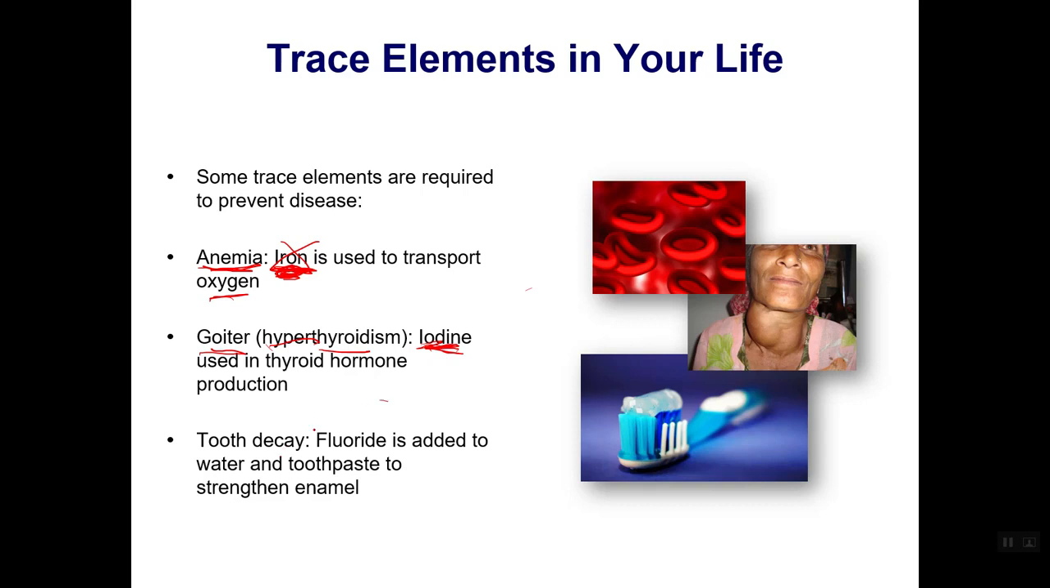All right, tooth decay. So fluoride, that's another trace element found in our body. And it's actually added to toothpaste and water even to help strengthen the enamel of our teeth. And without it, it would cause tooth decay. So again, just because these trace elements are found in very small concentrations does not mean that they're not critical for life.